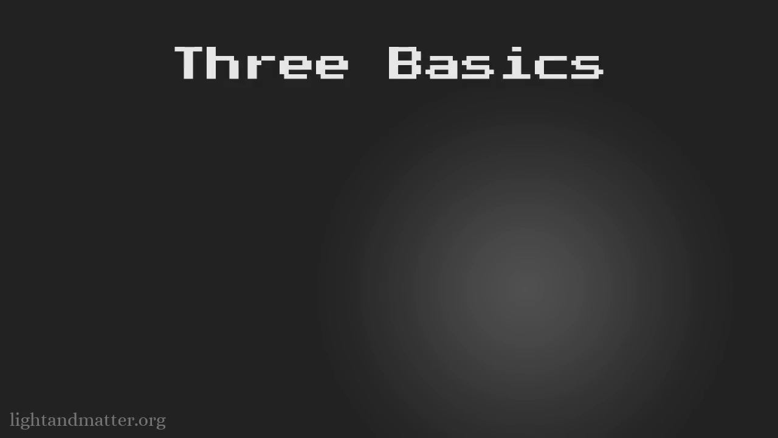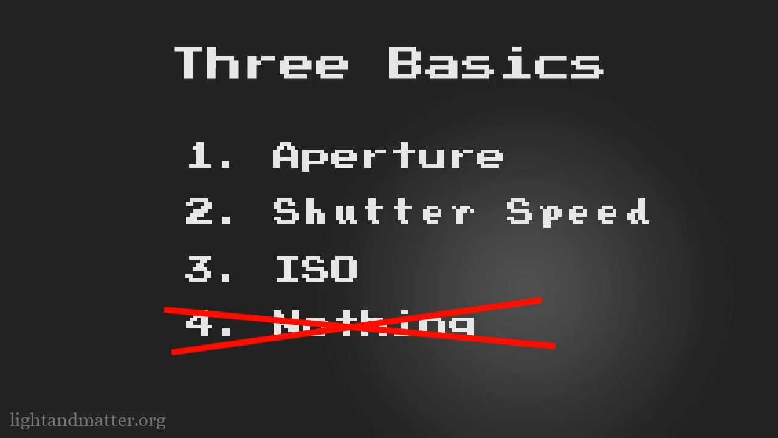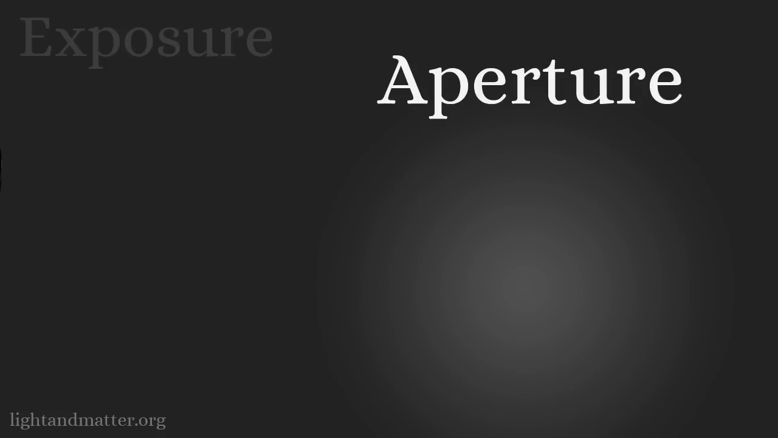And there are only three things that you need to learn to understand exposure. They are 1. Aperture, 2. Shutter speed, 3. ISO, and 4. Nothing. It's just those three things. Let me start with aperture.